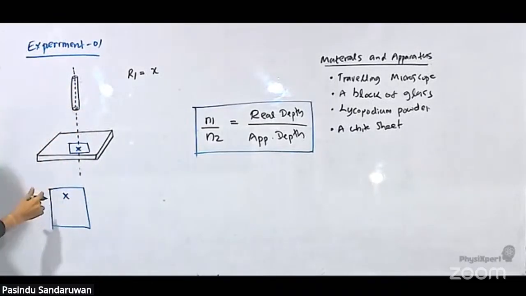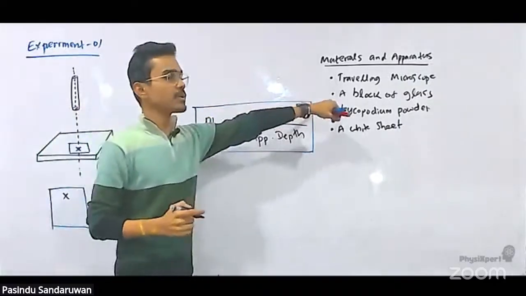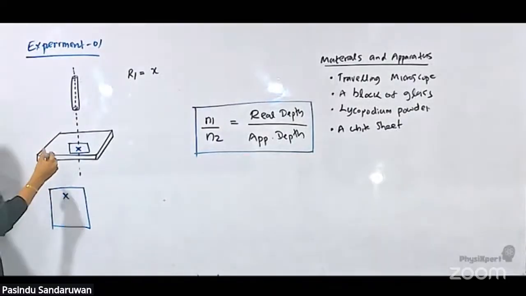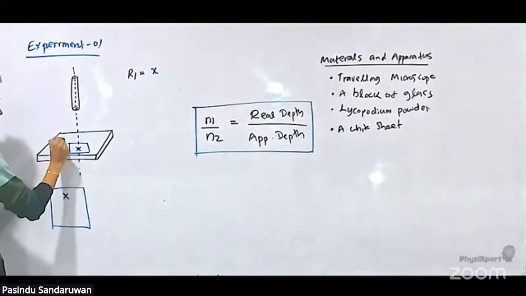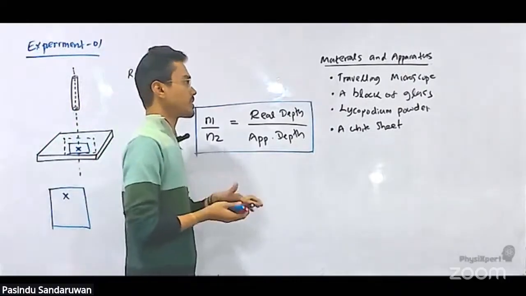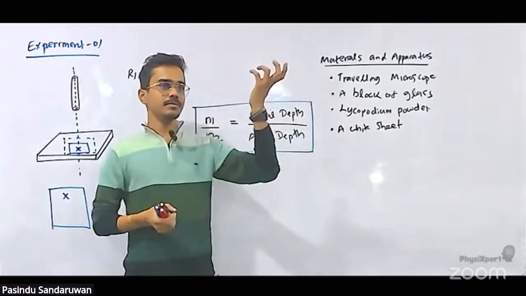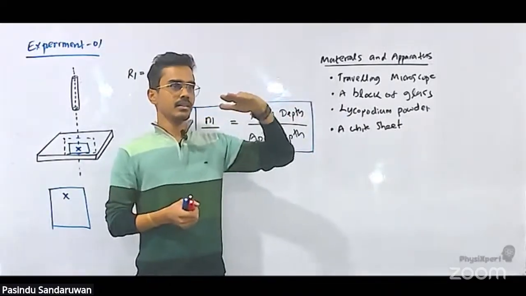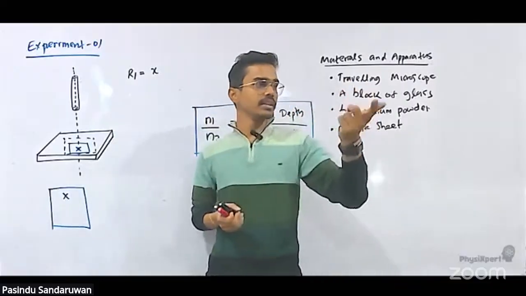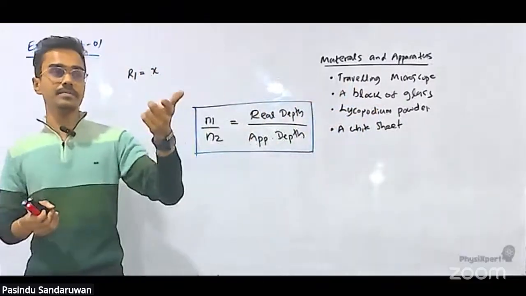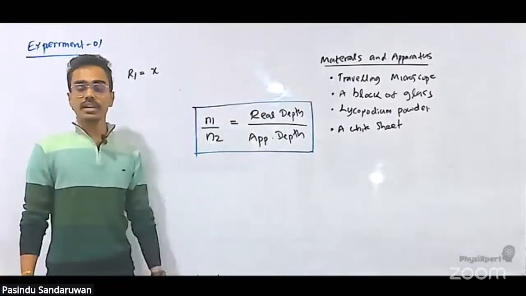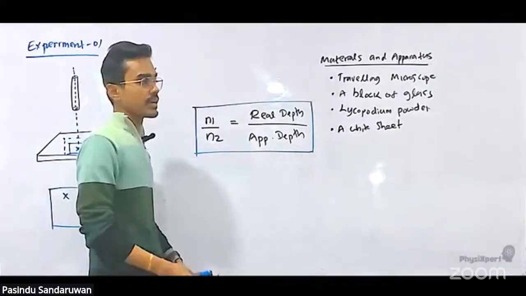Now we have a glass block. You can keep the glass block here. Due to the glass block, the cross should be apparently displaced. We observe the image again, but it is not the real depth that is seen. You will see the image somewhere above the real image. This is the apparent depth.